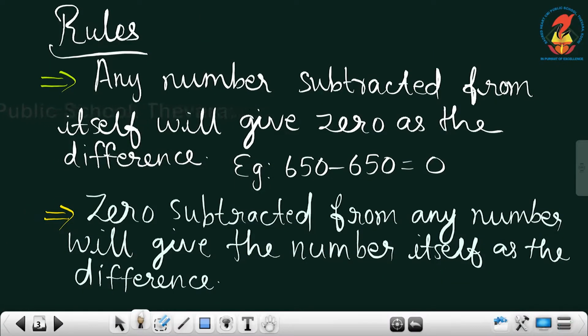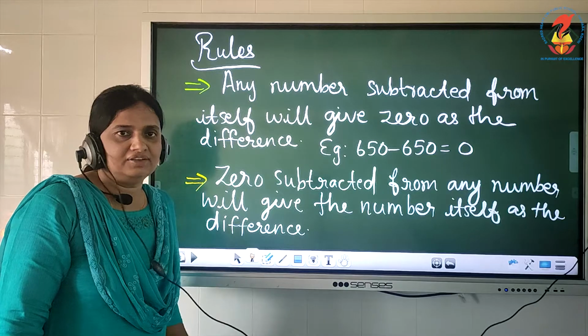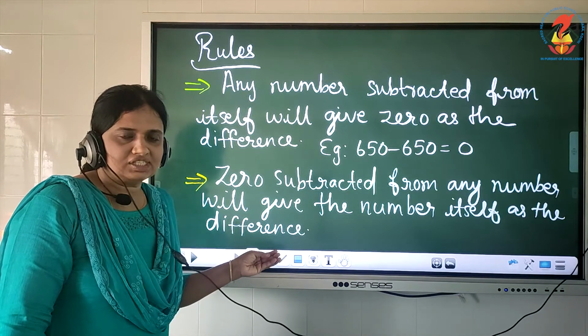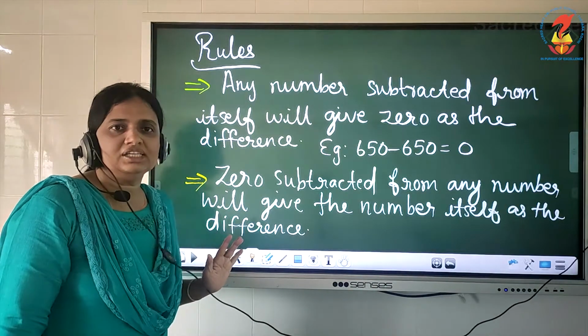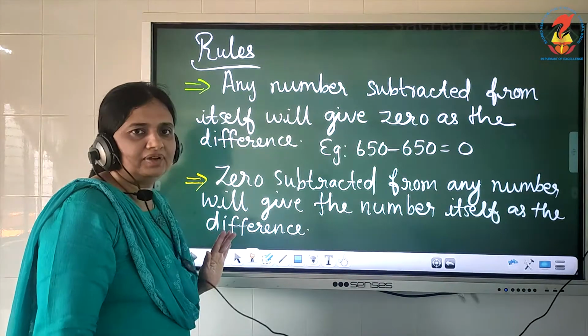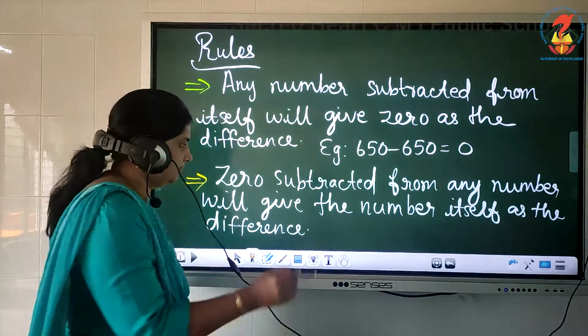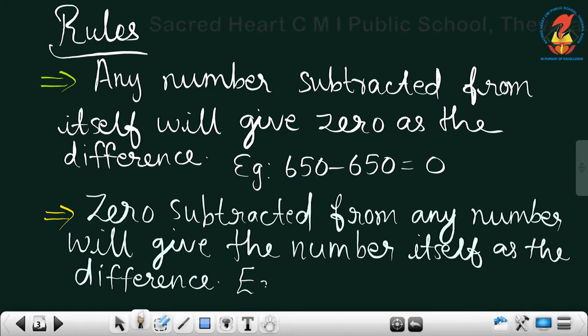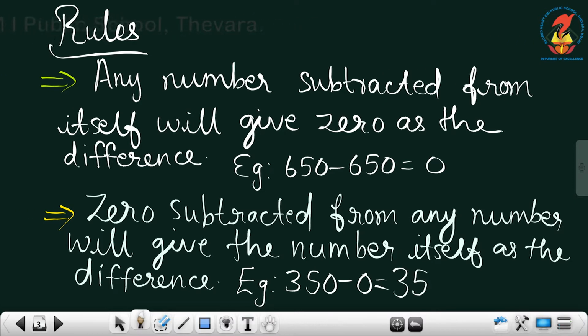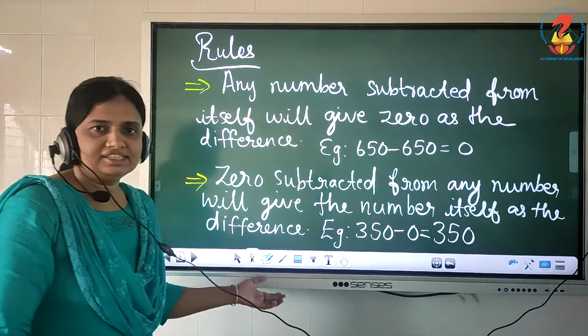And the second rule is 0 subtracted from any number will give the same number itself as the difference. The answer in subtraction is called the difference. Example: 350 minus 0. You will get 350 itself. That is the second rule.